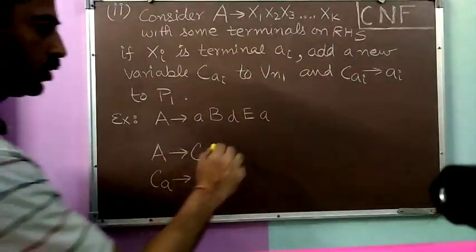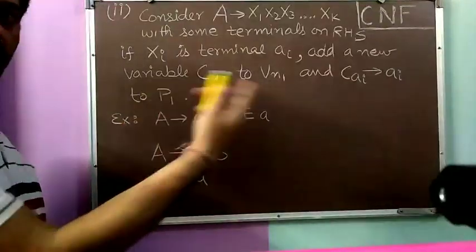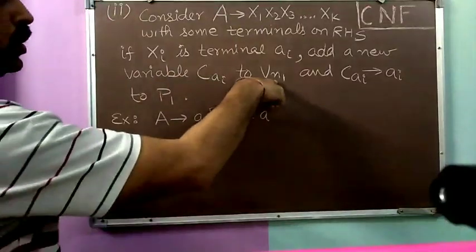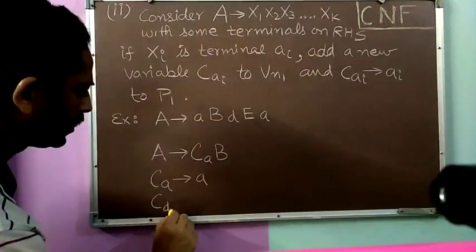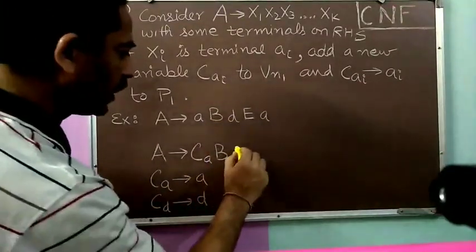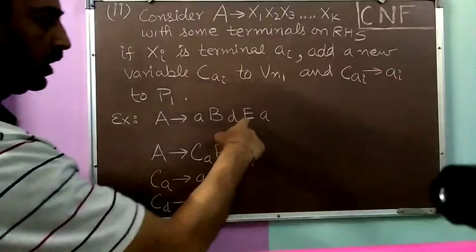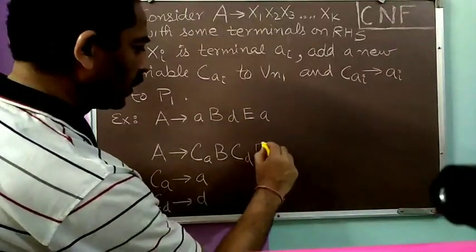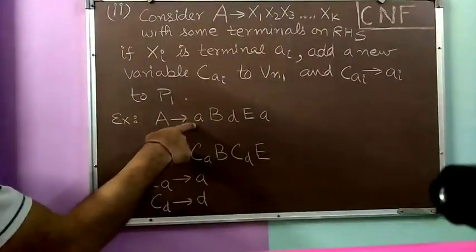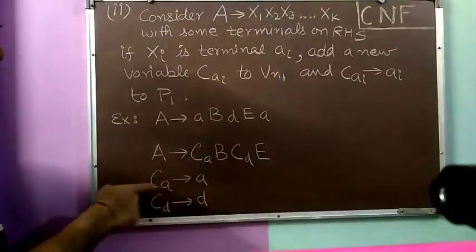B, because it is a variable, will come as it is, no problem. Now it is d. In place of this d, we will introduce a new variable, suppose named Cd. So we have introduced a new variable Cd into the Vn1 and we have added the production Cd → d into the P1. Now at the place of d, we can write Cd because Cd will ultimately derive d. Then E is a variable, so we will write it as it is. Now this a is again a terminal, the same terminal which we have here. So rather than introducing a new variable, we will use the same variable which we have just introduced.